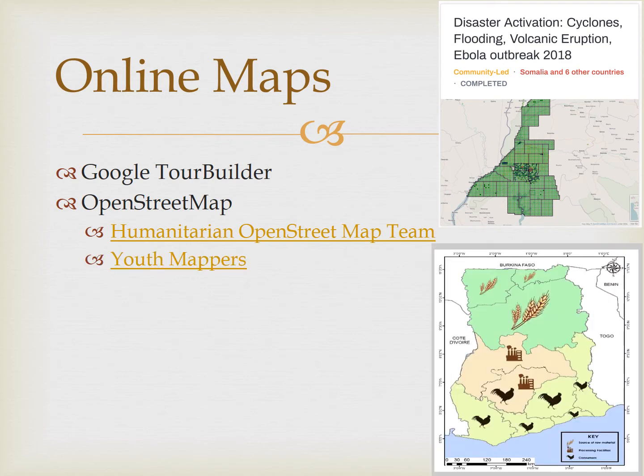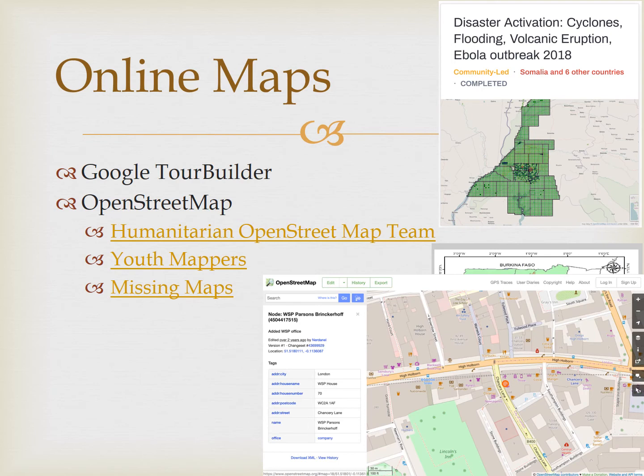Youth Mappers bring students into the realm of online mapping using topics that students are passionate about, like protecting the rainforests is an example that they have. Finally, Missing Maps seek to create maps for areas that have not been mapped before. Now, you might be thinking, wait, it's the 21st century. How are there areas that haven't been mapped yet?